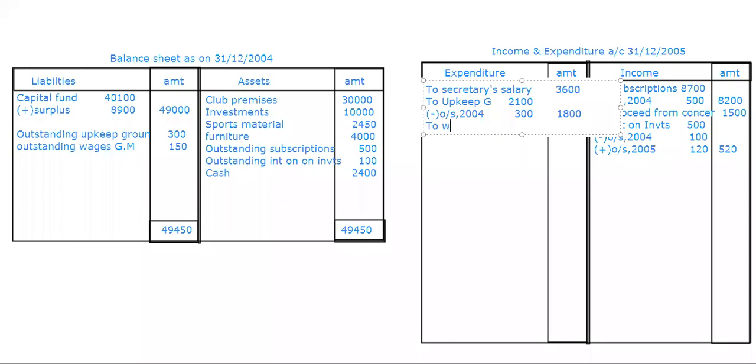Then to wages. Wages we have two adjustments, old and this one. Wages of ground men, he gave some 2,400. Of this, first we'll minus last year's, that is outstanding of 2004, 150, and plus outstanding of current year 2005 is 200. So if you take it like that, you are going to get this much.